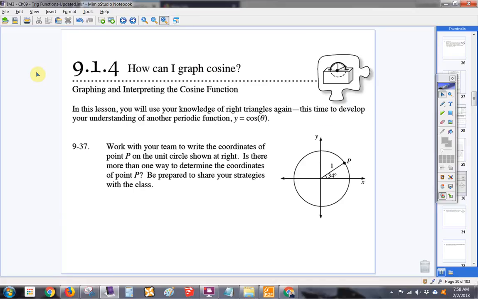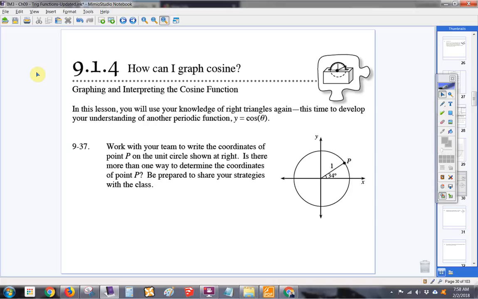In 9.1.4, you're going to be graphing and interpreting the cosine function now, and you should figure out that it's going to be very similar to the sine function. Some of you may have even figured that out in your presentations the other day.